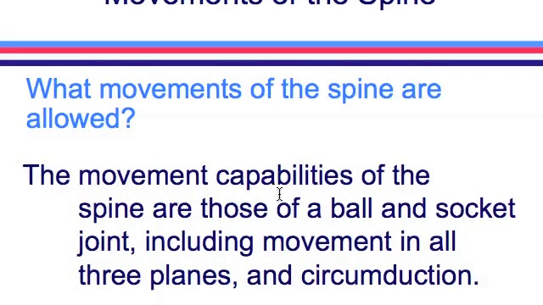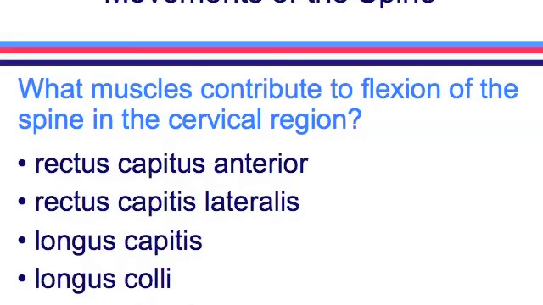So movements of the spine, very similar to what we see in the ball and socket joint, so it can move in all different planes. So we have flexion, we have extension, we have rotation to the right and to the left. It's in the midline, so we don't describe it as medial lateral rotation. It's either to the right or to the left. And we also have lateral flexion, so in that frontal plane motion going from side to side. And then of course we also have circumduction.